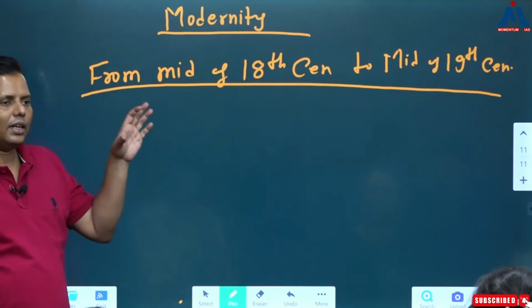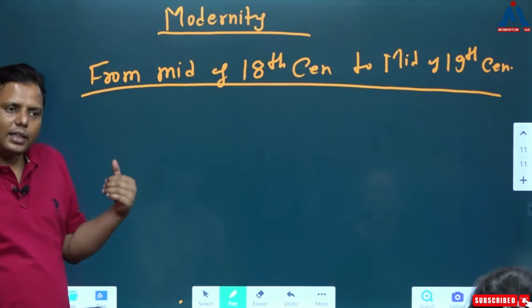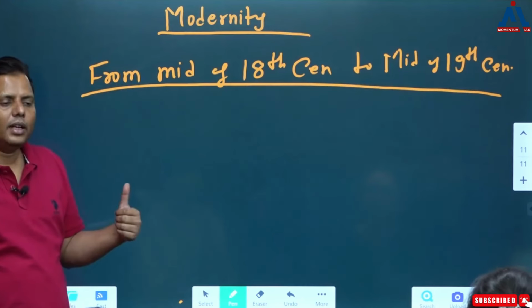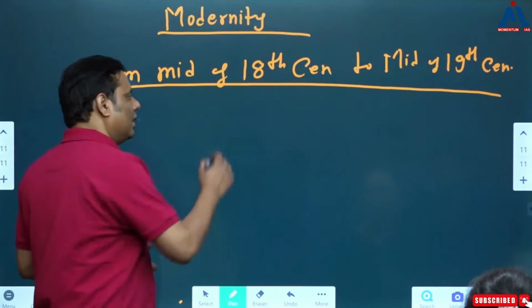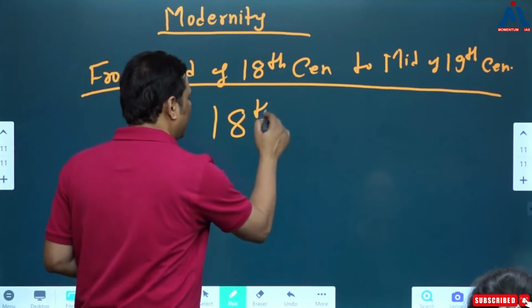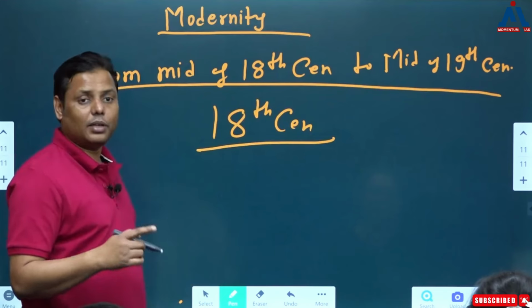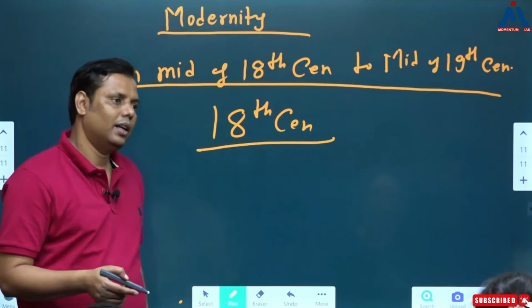India gradually started getting into the modern period, and that's how we study modern Indian history from the middle of 18th century, or roughly speaking, what century? 18th century. Earlier, the modern period started from the 19th century, right?